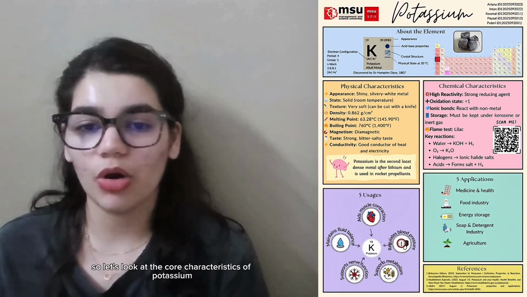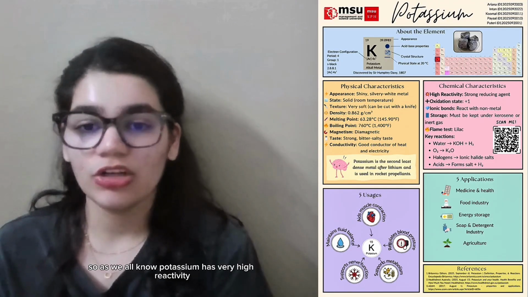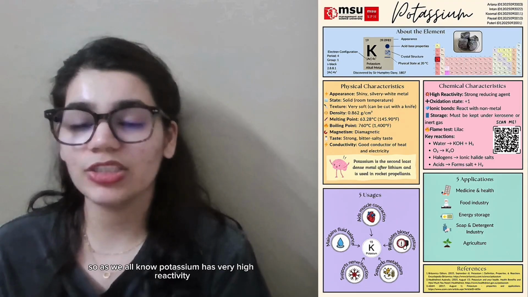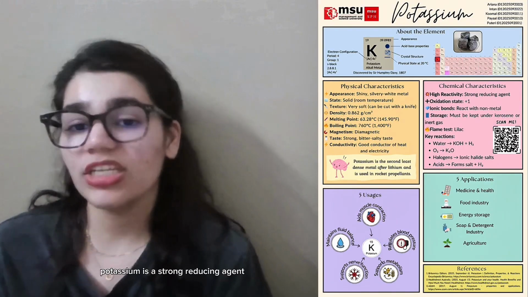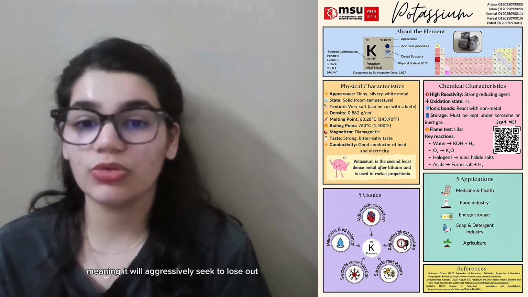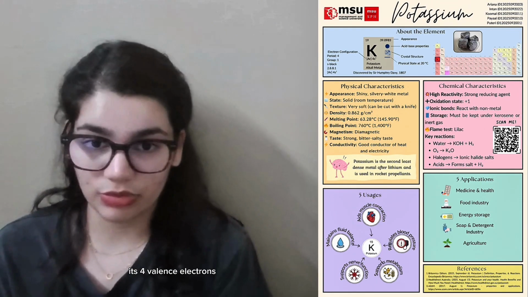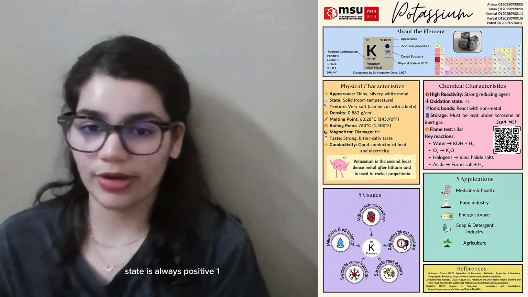So let's look at the core characteristics of potassium. First off is high reactivity. As we all know, potassium has very high reactivity and it's quite high up on the reactivity scale. Potassium is a strong reducing agent, meaning it will aggressively seek to lose its 4 valence electrons. This is why its natural and stable oxidation state is always positive 1.